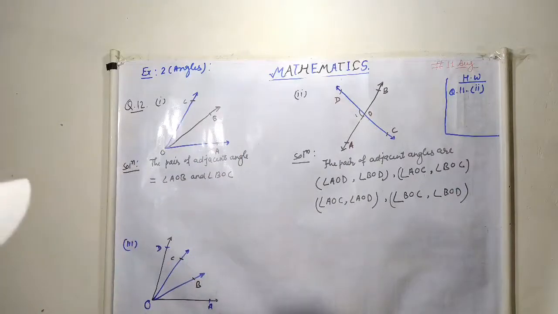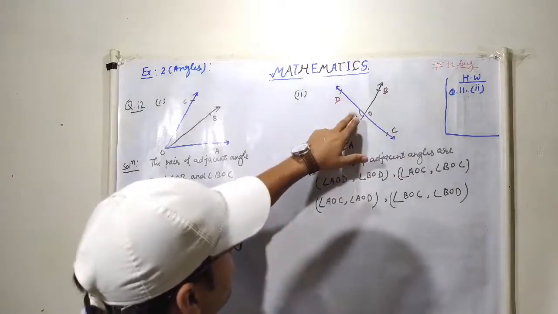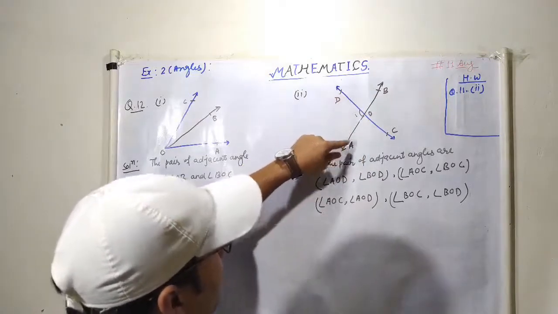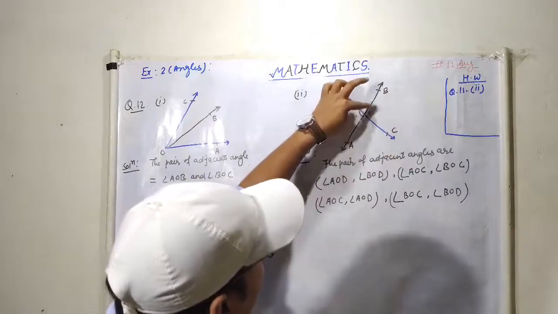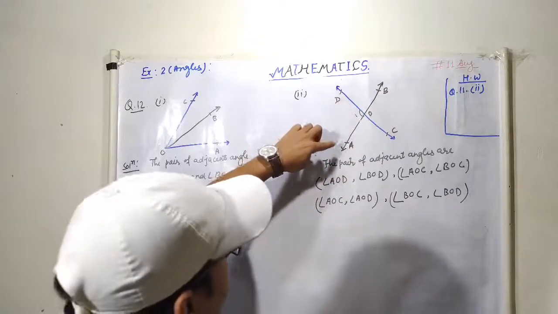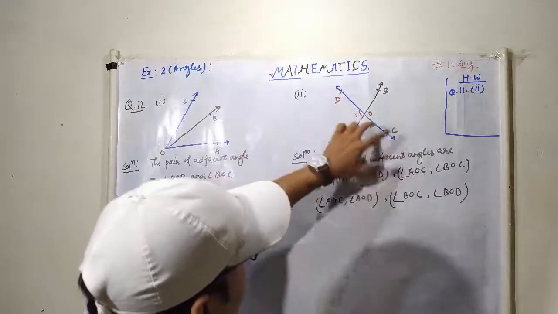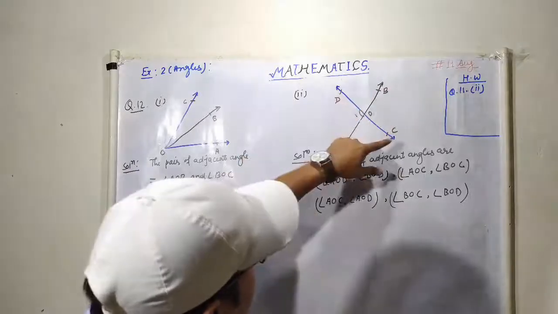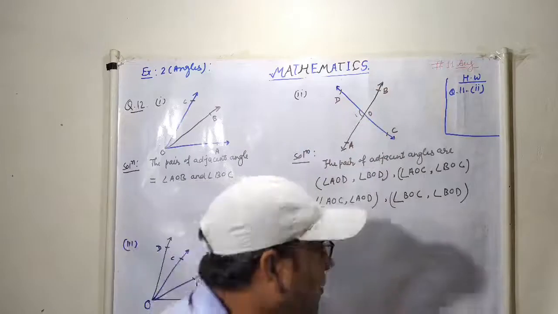Now that it is very easy, you will start from AOD and BOD. This is your first pair, this and this one. OD is common. Now AOC and BOC. OC is a common arm, and OA and OB are on opposite sides. Now the next one is AOC and AOD. OD and OC are on opposite sides and OA is a common arm. And the last one is BOC and BOD. OD and OC are on opposite sides, OB is a common arm.